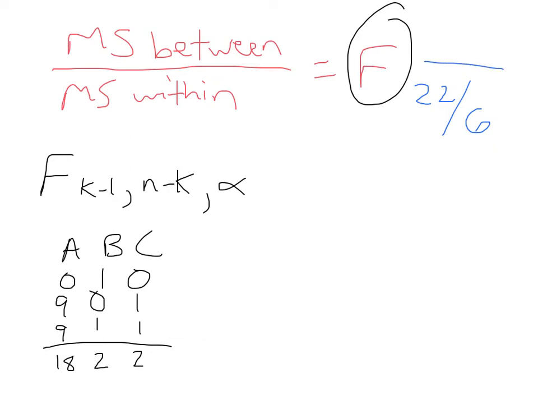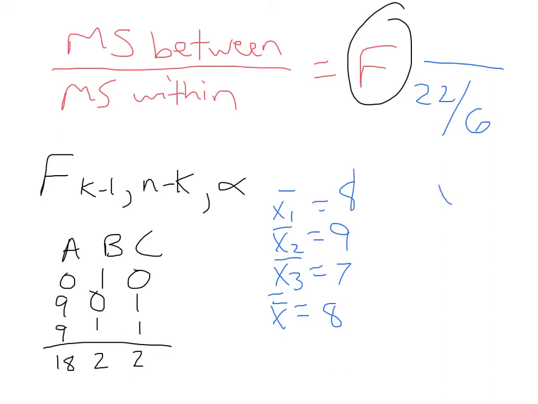The numerator takes the mean values and subtracts them from the overall mean. So if you remember that x1 was 8, x2 is 9, and x3 is 7, and the grand mean was 8, right? Yep, 8. So we'll do the same type of thing here, and I'll just call this an x bar column.